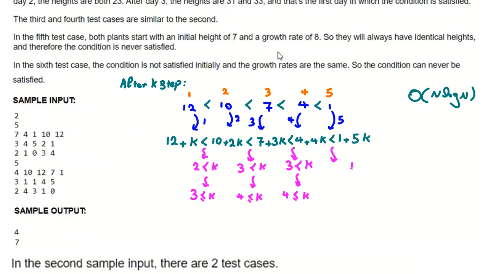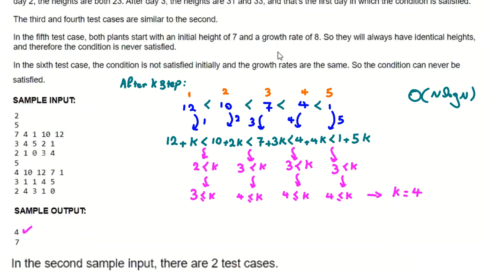And now this one: 5k minus 4k is k, and 4 minus 1 is 3, so k is strictly greater than 3, so k is greater than or equal to 4. What is the minimum k that satisfies all these 4 inequalities? Greater than or equal to 4, 4, 4, and 3. So 4 is the minimum number that satisfies all these 4 inequalities. It is our 4.